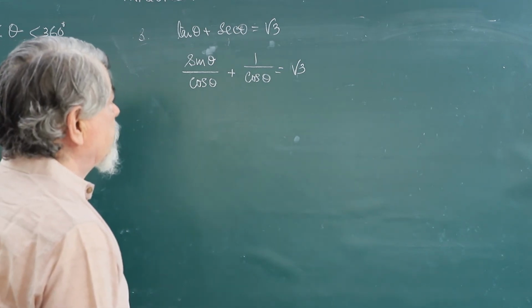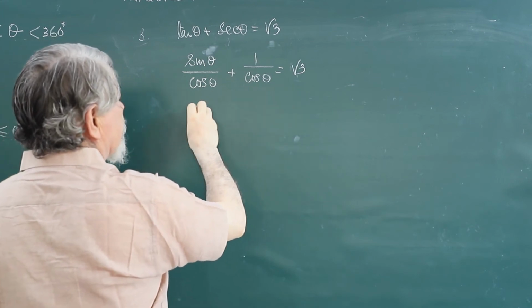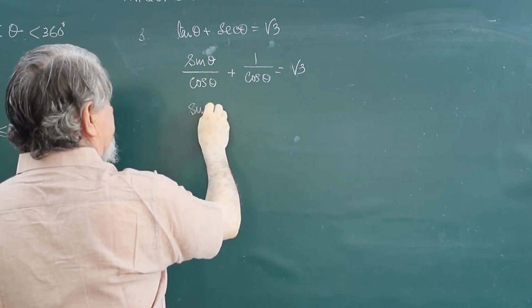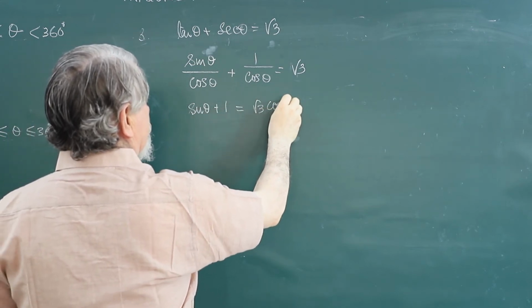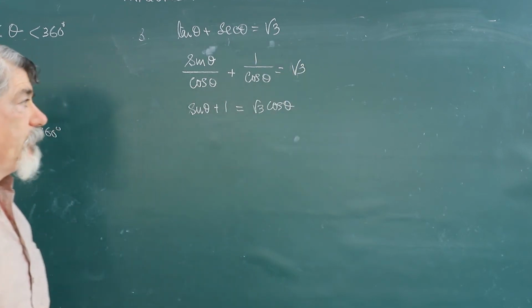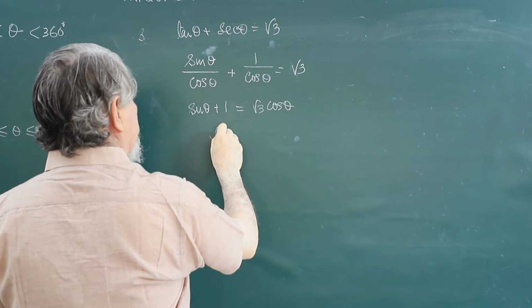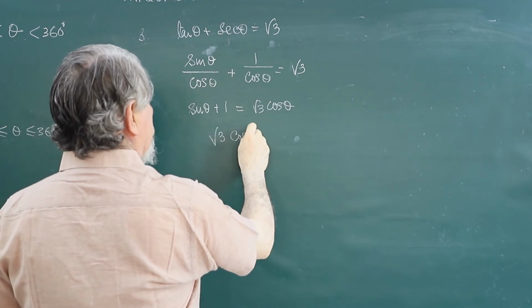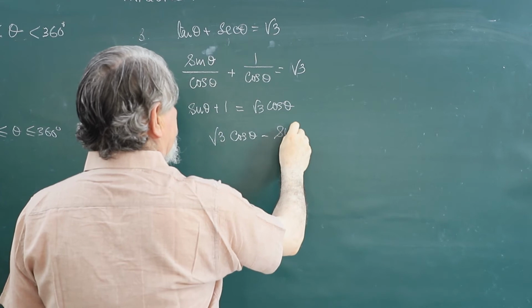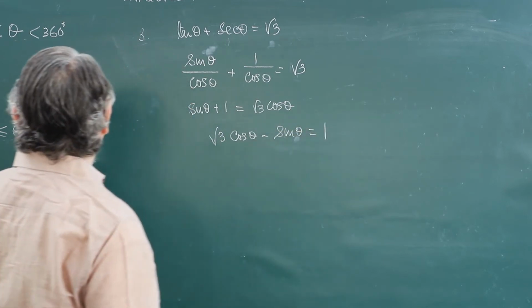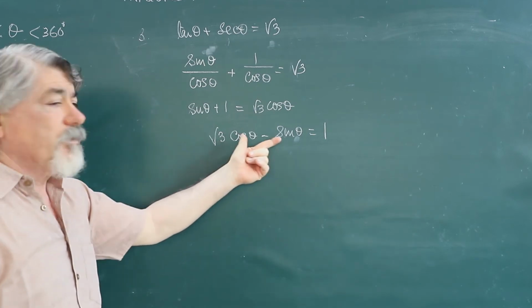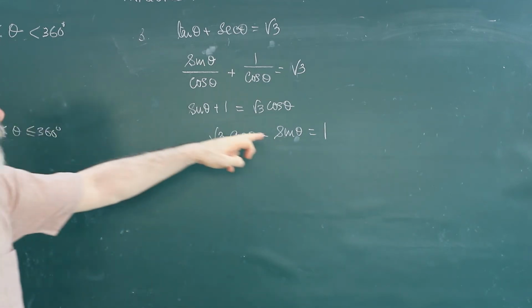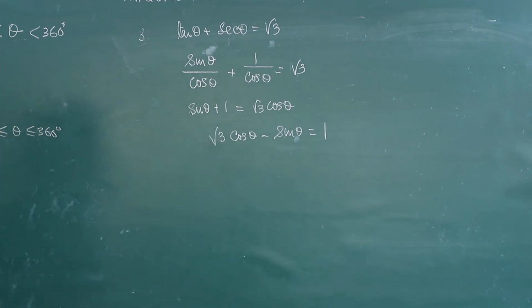Now what we can do is take cos theta as LCM. So it will become sin theta plus 1 is equal to root 3 cos theta. I transfer cos theta, cross multiply to that side, or I can write it as root 3 cos theta minus sin theta is equal to 1. Again I have got the equation in this form. Here it was root 3 sin theta minus cos theta. Here I have got root 3 cos theta minus sin theta. Here it was root 2, I have got 1.